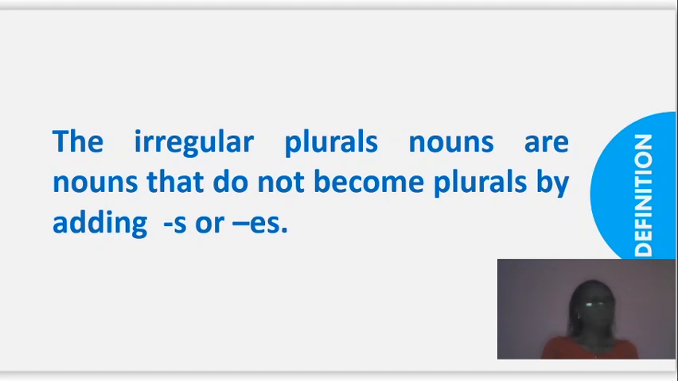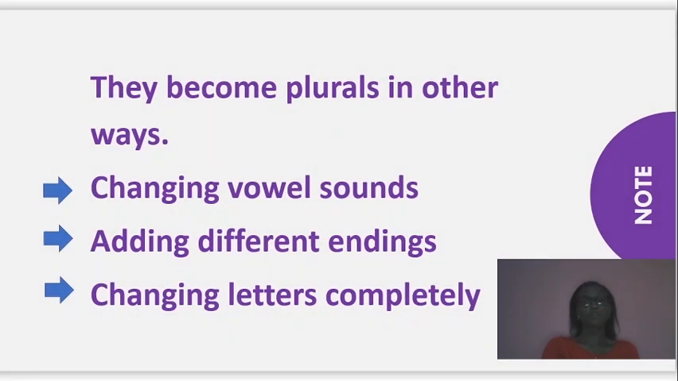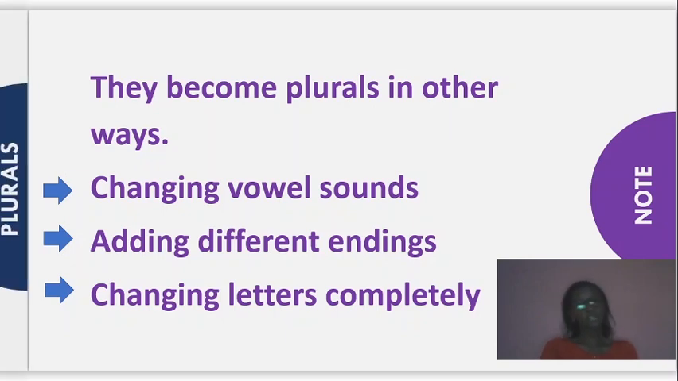But there are some of them that you don't need to put s and es. You have to put other things, as in they form their plurals by adding other forms of words or other things. So let's find out some of these words that are the irregular plural. Don't forget that irregular plurals become plurals by changing vowel sounds, by adding different endings, by changing letters completely. This is what happens, not s, not es. Change vowel sound or add different endings or change letters completely.